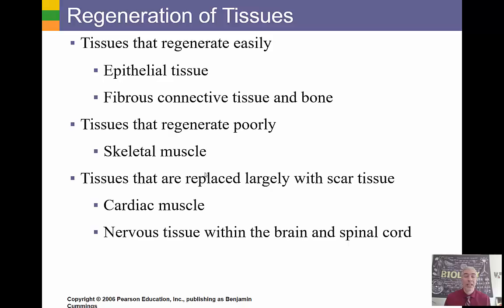And then the ones that do not regenerate at all, cardiac muscle, so your heart tissue. Once that tissue dies, that's why heart attacks are so serious. Once that tissue dies, it will never come back. It'll just be replaced by scar tissue. And then nervous tissue, specifically within the brain and spinal cord. If you destroy part of your brain, it never recovers. It'll always be destroyed. You cannot replace or create new nervous tissue within your brain and spinal cord. Again, that's why spinal cord injuries are so severe, you can't get them to make their connections again after they've been severed.